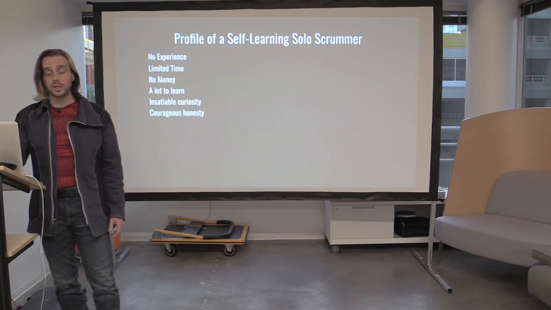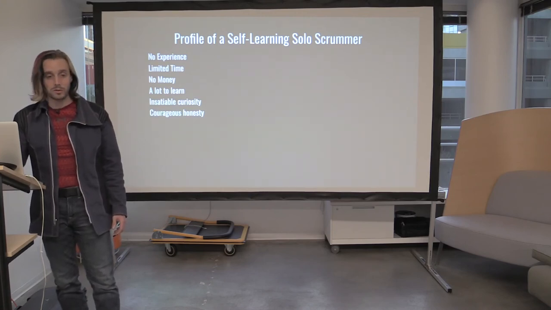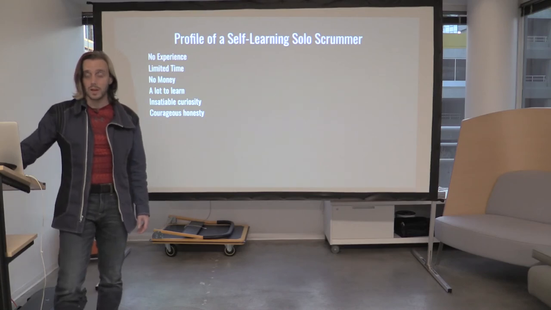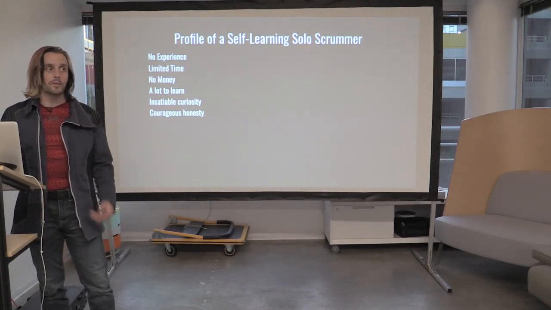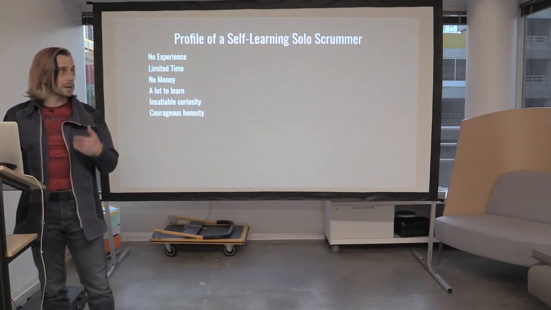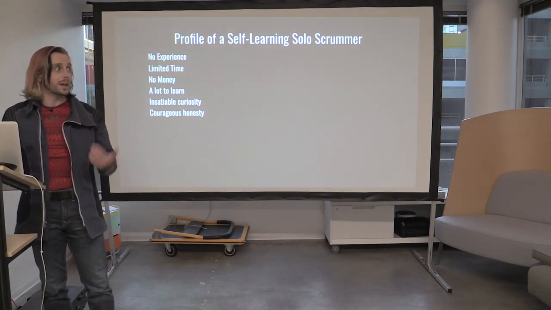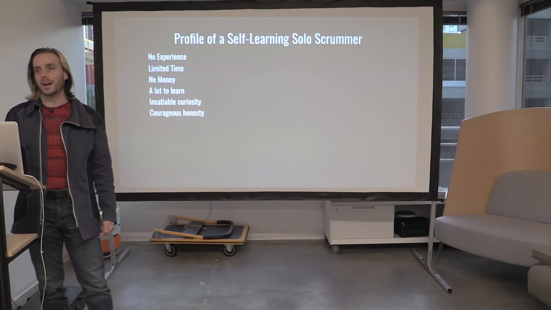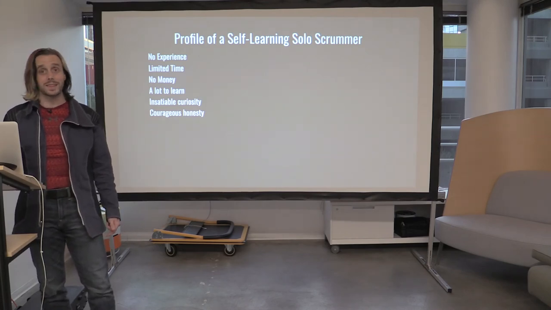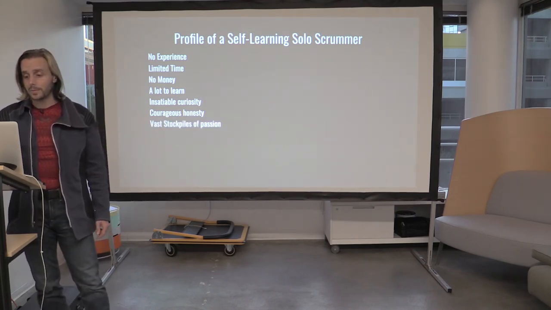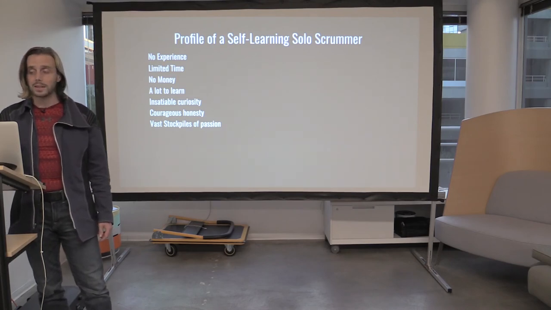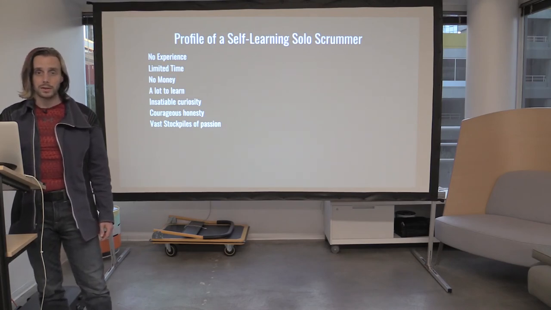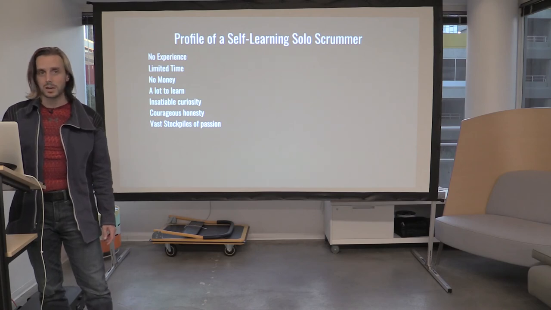Also, you need courageous honesty, especially when it comes to retrospectives. Be honest with yourself. Don't be afraid to write down things that are very personal and very vulnerable, because you need to know that about yourself. And if you look at my Go Scrum Yourself repo on GitHub, you'll see that I did exactly that. You need vast stockpiles of passion as well. That is something that you can't do without. No matter what you do, do it with passion.